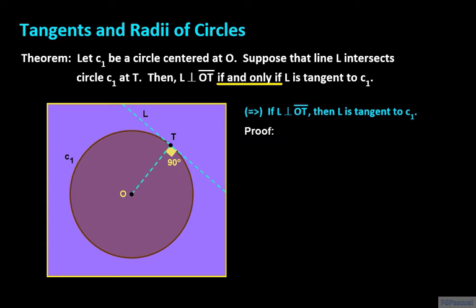We assume that line L and the radius OT are perpendicular to each other at the point T. We choose an arbitrary point A on line L with one condition, that A be a different point from point T. We will show that the distance of the point A to the center of the circle is greater than the radius. That is, all the points of L besides T are outside the circle, so that L intersects the circle at only one point.